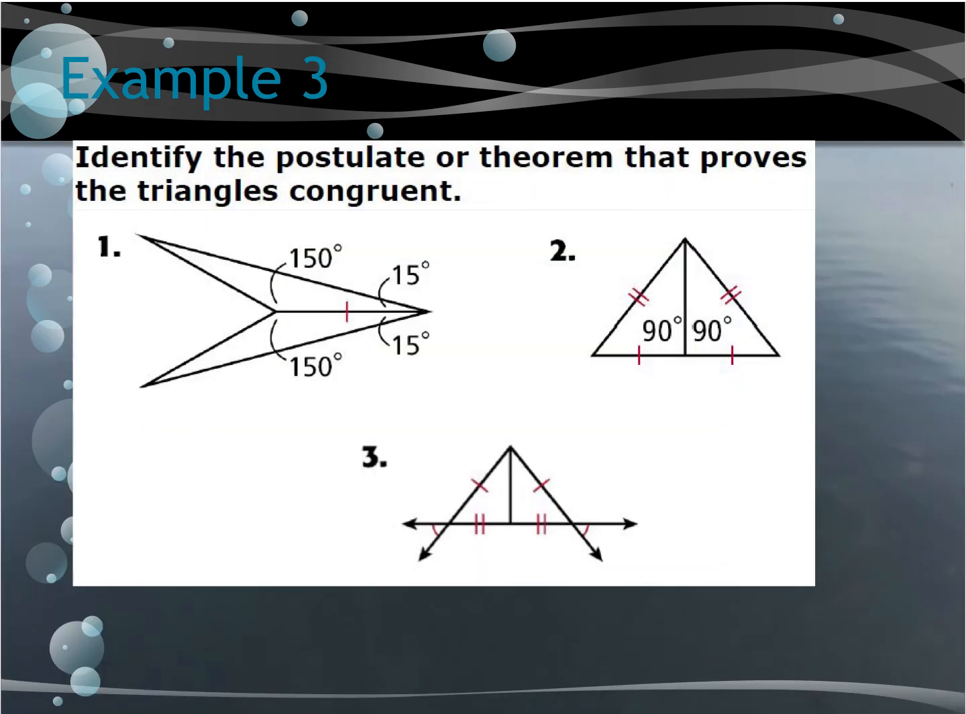So they want us to identify the postulate or theorem that proves that triangles are congruent. Now, instead of giving you little tick marks or congruent marks, they give you the angles. Because they give you the angles and they tell you that this one is 15, this one is 15, this one's 150, and that one's 150, if we go in order, that is angle, side, angle.